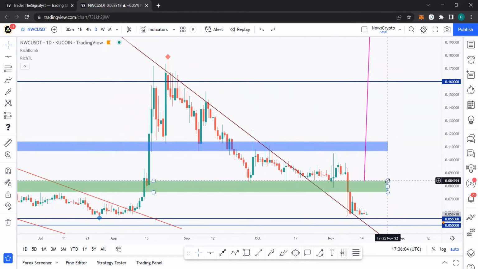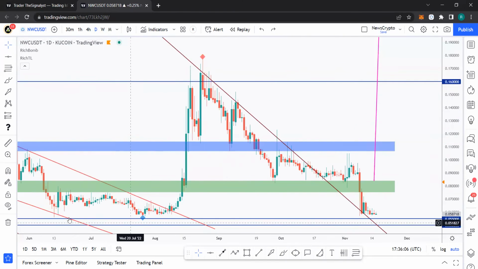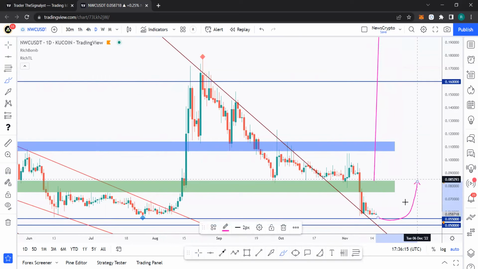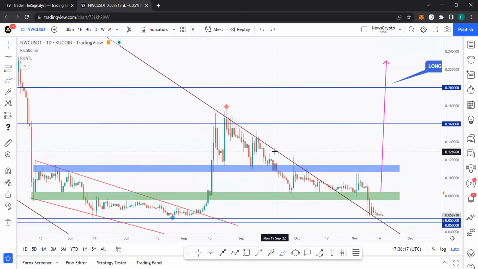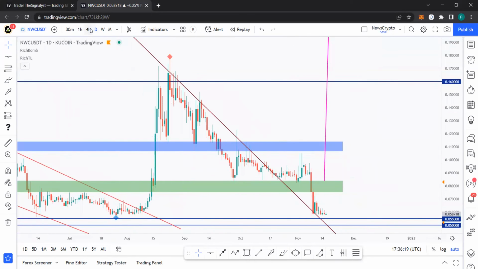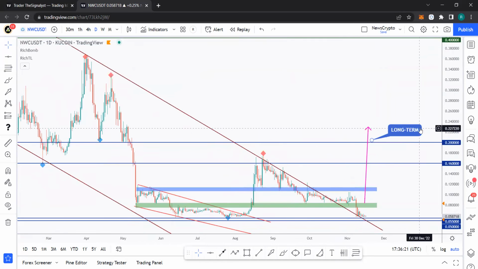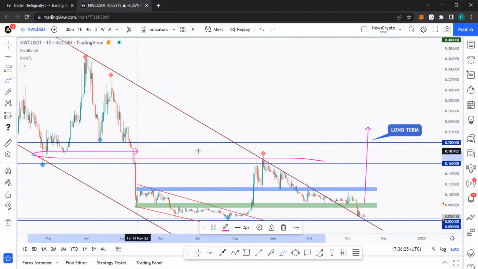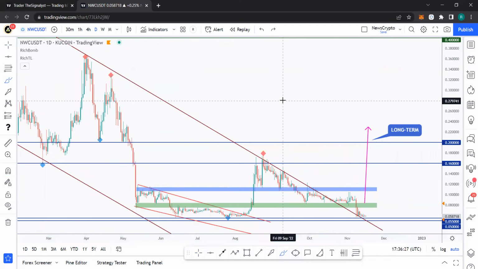So this is what we are looking for now around the support zone, as you clearly see. This price action here reminds me of this one right here. So we might get stuck for a couple of days around this area before the bulls take over. I'll show you how the bulls will take over from a lower time frame. But from a long-term perspective, as mentioned multiple times, we need to see a break above this resistance zone between 0.16 to 0.2.